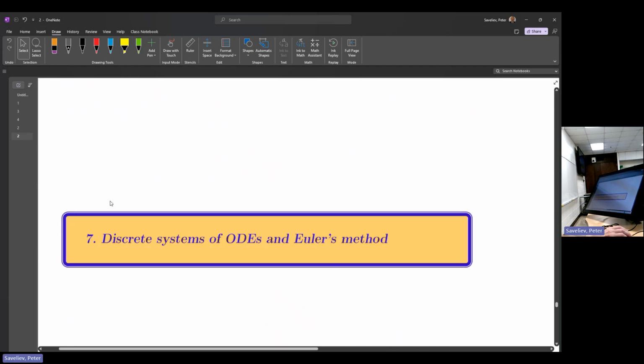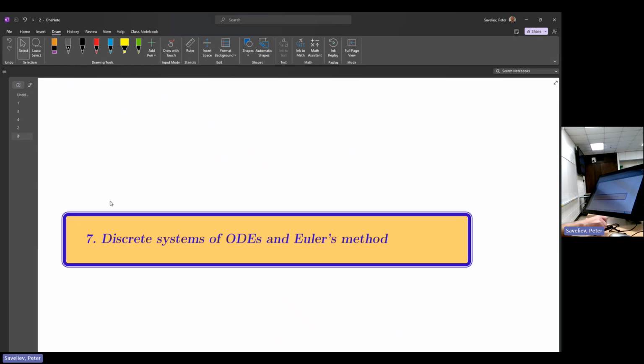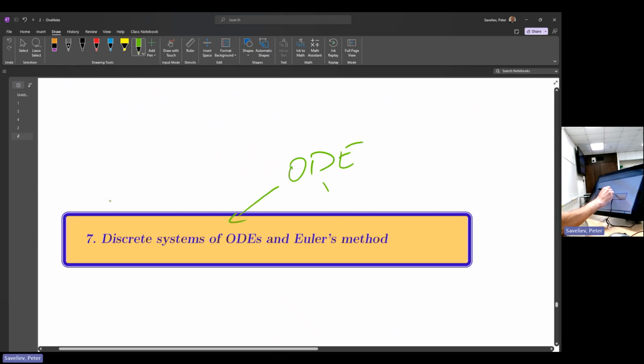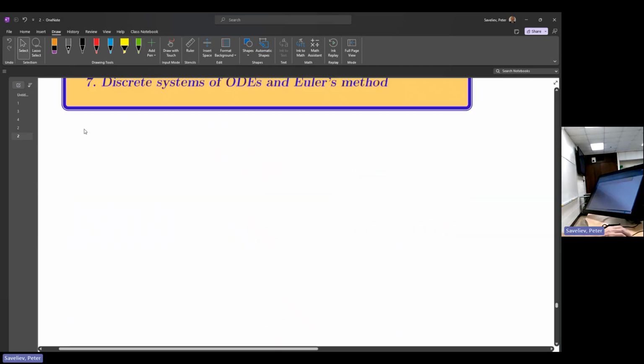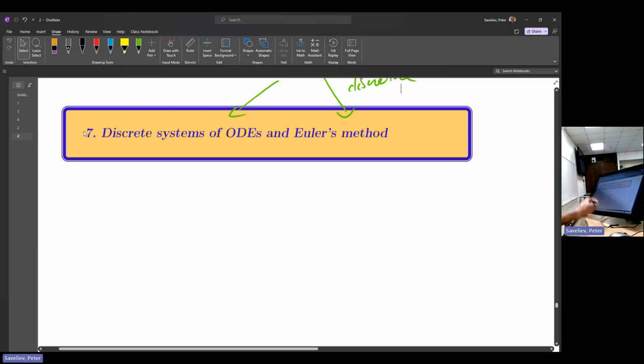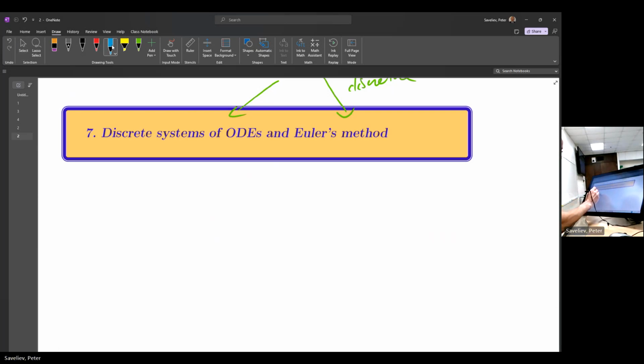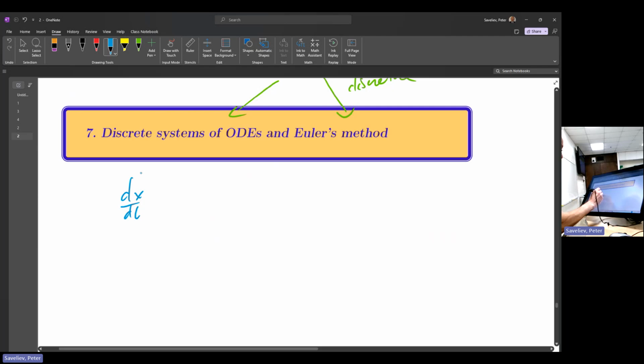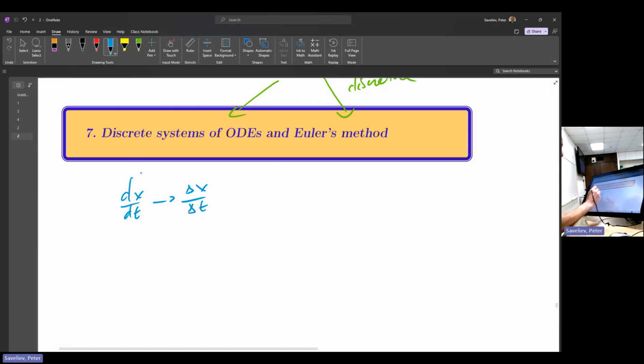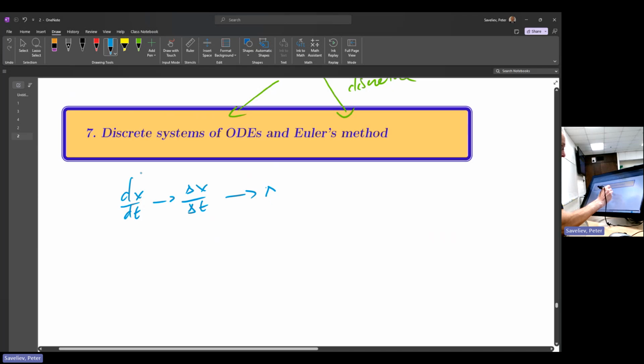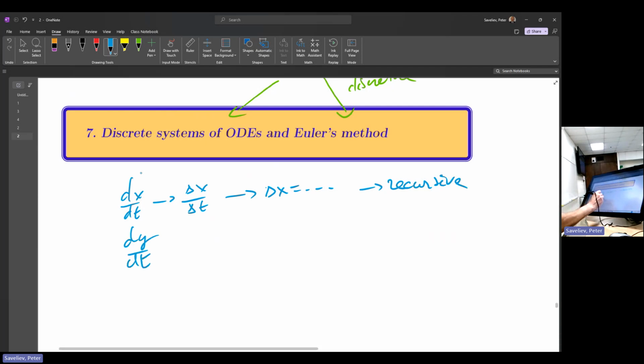Okay, let's do Euler. So once again, if we already have a system of ODEs, we discretize it. So that's the step. So ODE, and we are discretizing. It's the same thing. So the story is very short, really. Remember, dx dt say becomes delta x delta t. And so then you have delta x is equal to something, and then you have a recursive formula. Except now we're doing this for dy as well.